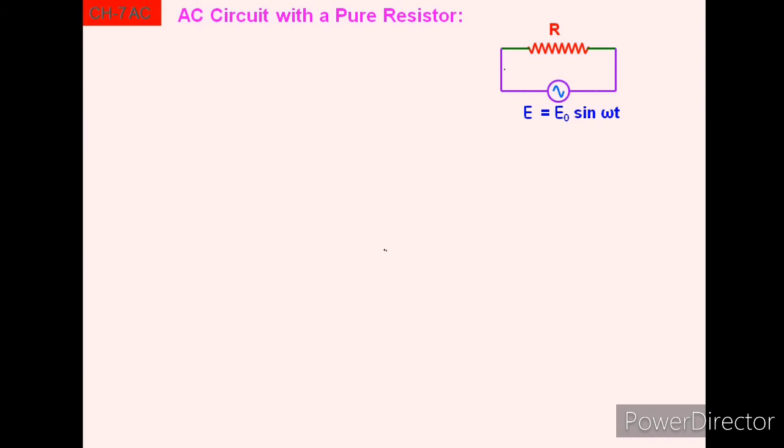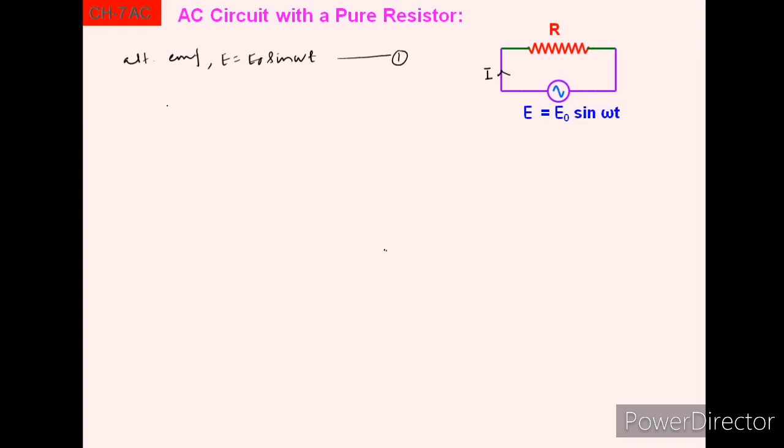Then here the current will flow, let that be I. The alternating EMF supplied to the circuit is E equal to E naught sin omega t. Let this be equation 1.